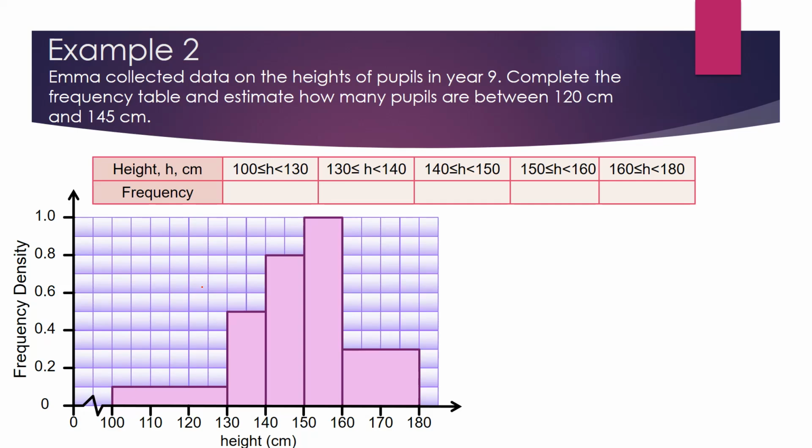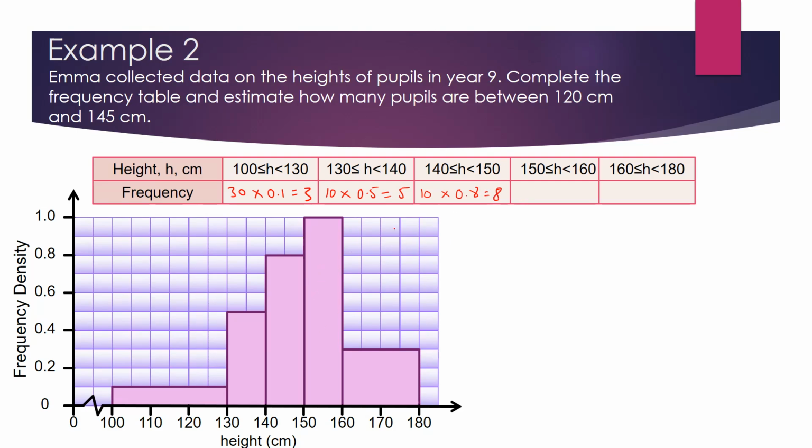Okay, so let's do the groups then. So the first group, look, the width is 30. Okay, and the height is 0.1. So 30 times by 0.1 is 3. Second group, the width is 10. Okay, the height of this group is 0.5, so 10 multiplied by 0.5 equals 5. Next group, so width of 10. Again, the height is 0.8, so 10 times 0.8 is 8.